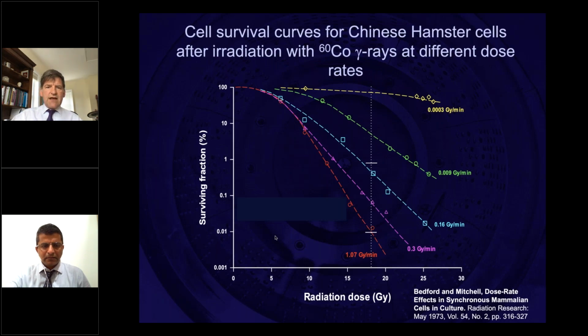So this is a chart from a very old paper where on the x-axis we have radiation dose, on the y-axis we have surviving fraction. So this is a classic cell survival curve. And you can see that the amount of cell kill varies dramatically depending on the dose rate. Now, the dose rates here go anything between 0.0003 gray a minute up to just over 1 gray a minute.